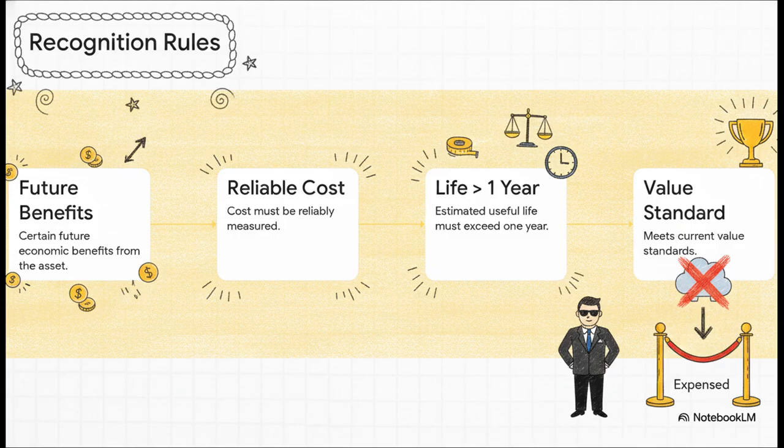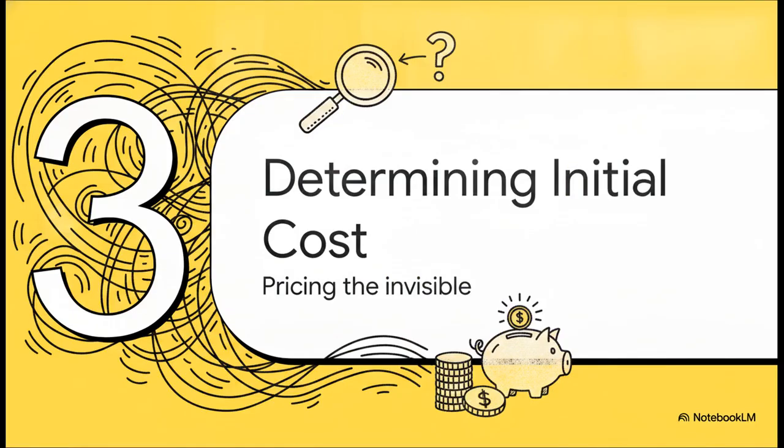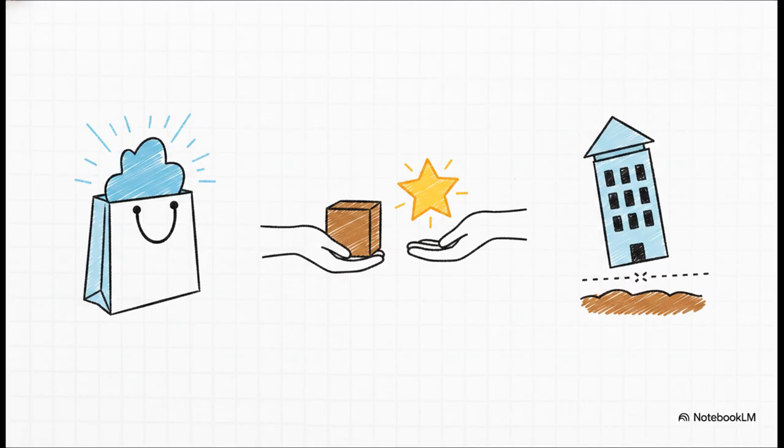If an asset misses even a single one of these, like let's say you know for a fact it's super valuable, but you just cannot reliably pin down its cost, it does not get past the velvet rope. No recognition as an intangible asset. It just gets expensed immediately. So assuming your asset passes that VIP test, we enter Section 3, determining initial cost. Let's talk about pricing the invisible.